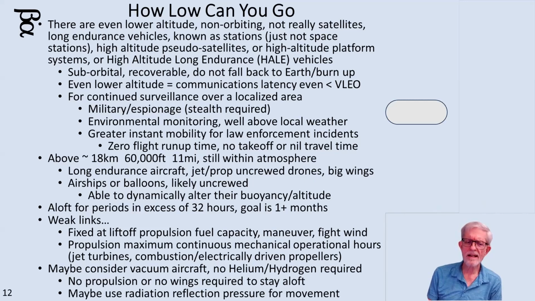If you fly them correctly, they're either jet or propeller-driven uncrewed drones, big wings, or maybe airships or balloons that can control their buoyancy. Their period of being aloft is usually a minimum of more than a day, but their goal is 1+ months. But if they're running anything, if it's an electric prop or a fuel burning prop or a jet turbine, you have a fixed fuel capacity when you take off, and you have to be able to maneuver around and fight wind currents. Maybe they should also consider other forms of propulsion. But they can use solar panels.